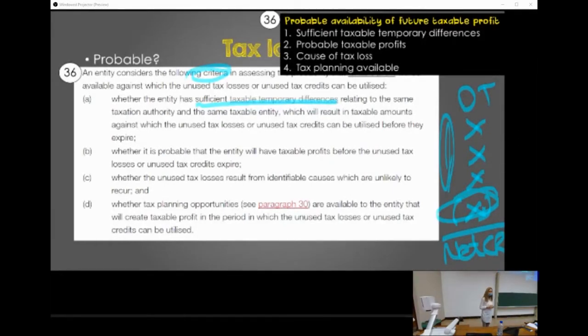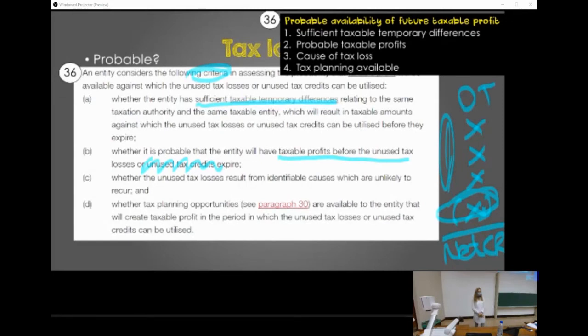Good. Next one is look at whether it's probable that the entity will have taxable profits before the unused tax losses or unused tax credits expire. Now, in South Africa, your unused tax loss does not expire, and we don't have tax credits in South Africa. So therefore, if you think that you are going to make profits in the future, against which you can utilize this unused tax loss, then go for it.